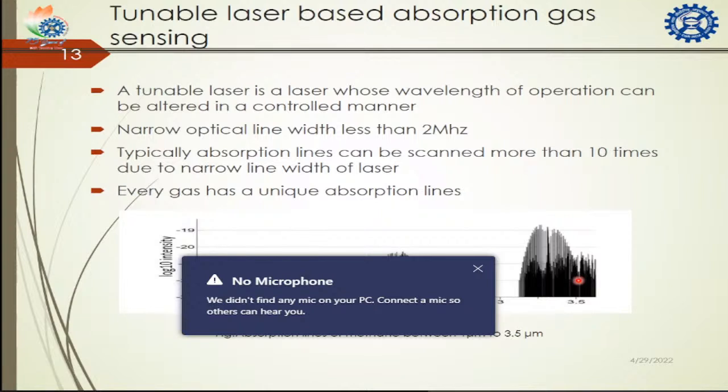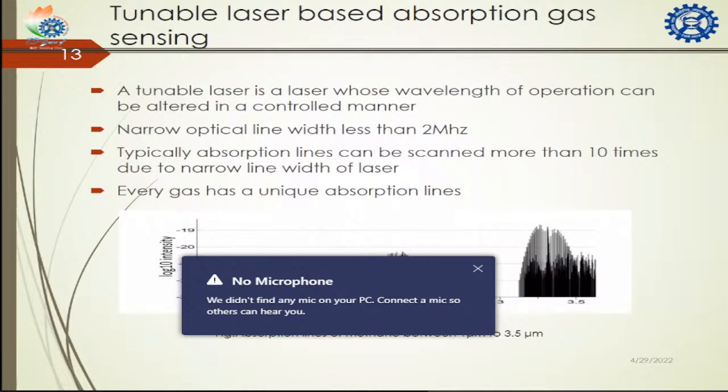So how are these lasers used for gas sensing? As we see from this image, this is the absorption line of methane between 1 micron and 3.5 micrometers, from the near infrared to the mid infrared region. Every gas has very unique absorption lines, just like human DNA. Based on that, we have to tune the laser targeting those particular absorption lines.